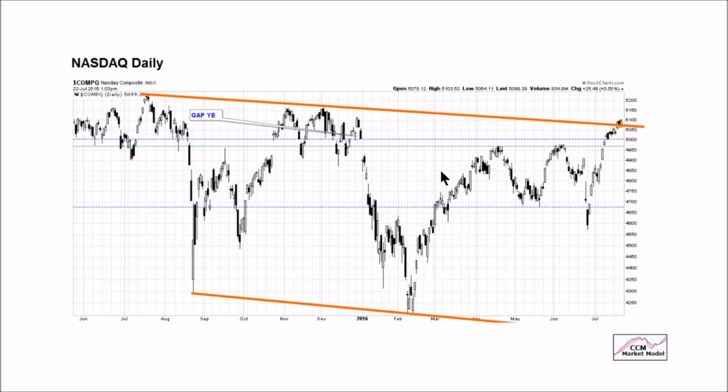As we've discussed in the past, here's the gap at the beginning of the year. The NASDAQ failed at the gap.